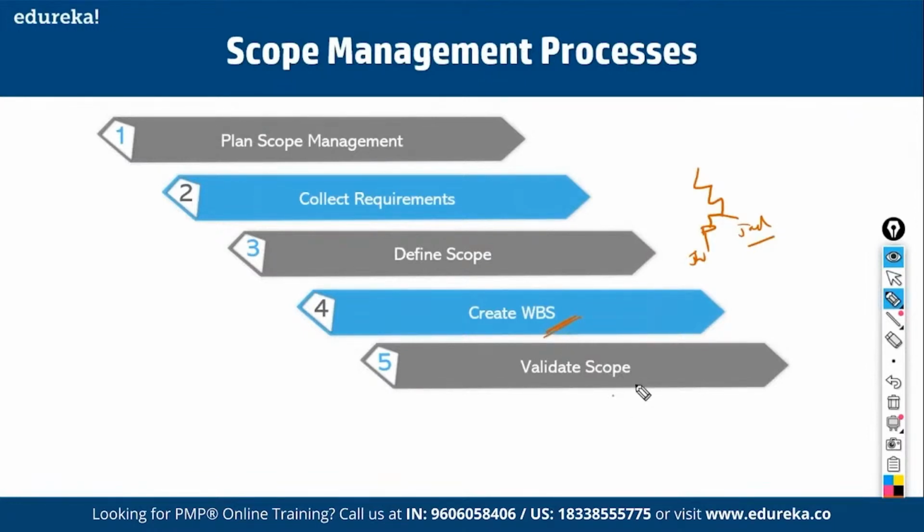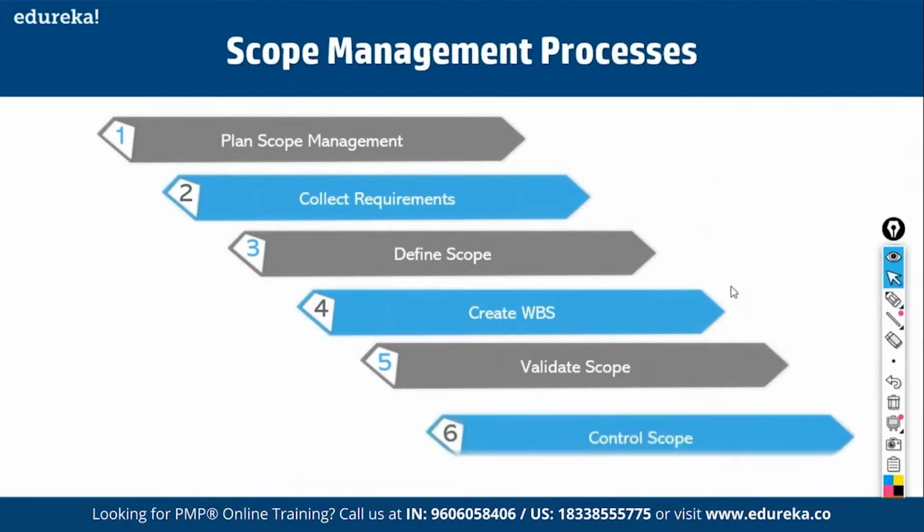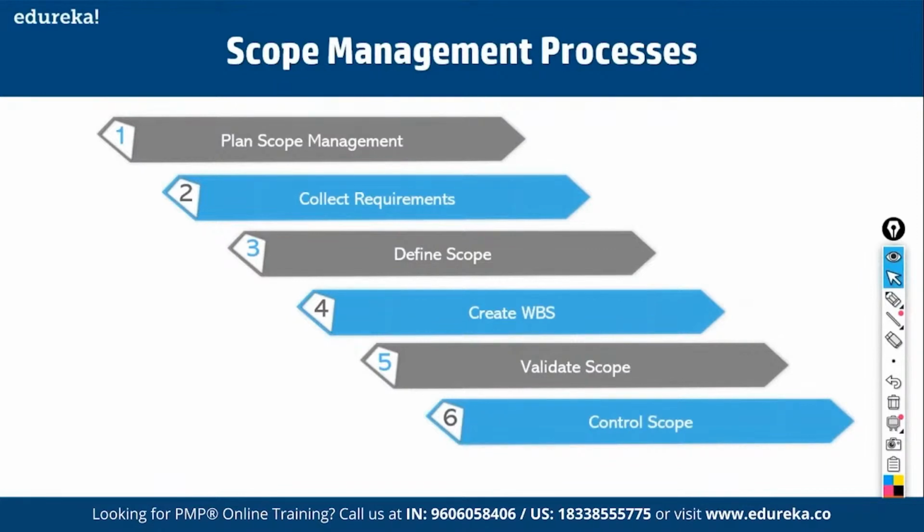Validate scope refers to getting the scope formally accepted by the customer. For example, if we are prototyping this pen, we have to get the prototype accepted by the stakeholders. That is called validate scope. And the last process is control scope. Control scope is the process of comparing what we planned to deliver with what we actually delivered. There could be variances, and we'll see how to manage them. This is about scope management. Now let us analyze these processes in detail one by one.